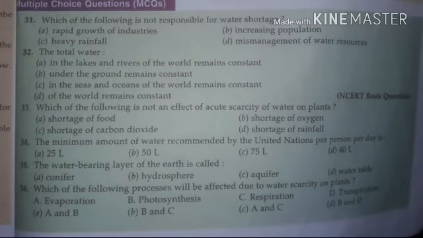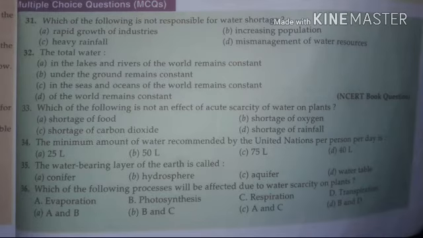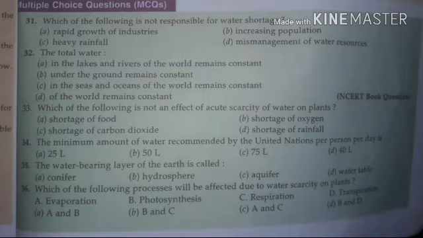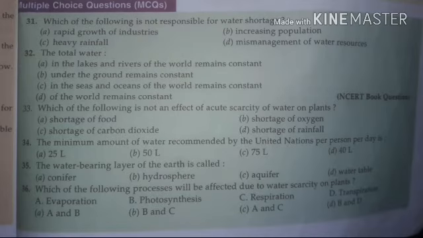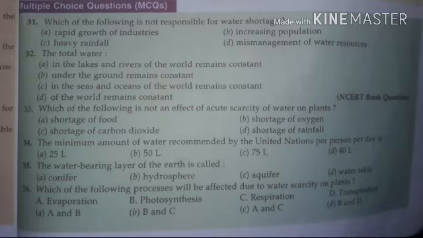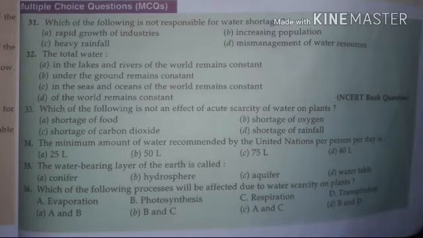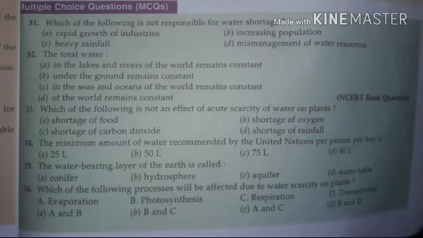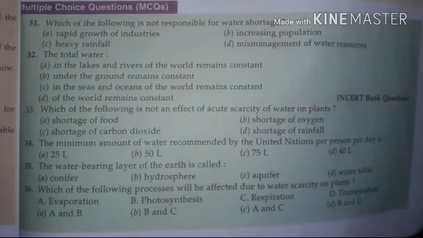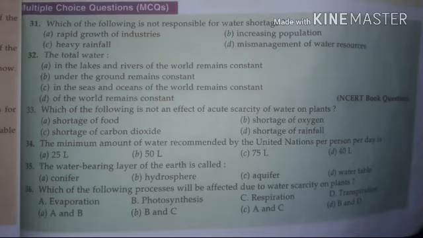The total water in lakes and rivers of the world remains constant. Next, under the ground remains constant. The water in the seas and oceans of the world remains constant. The water of the world remains constant. So the final one, that is D. The total water of the world remains constant because of the water cycle.